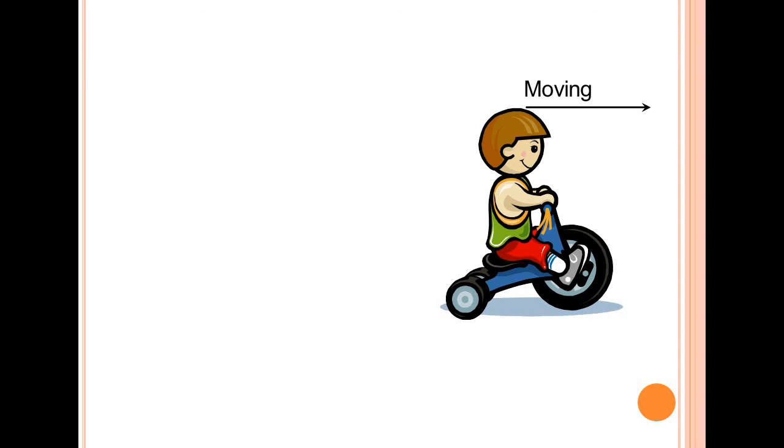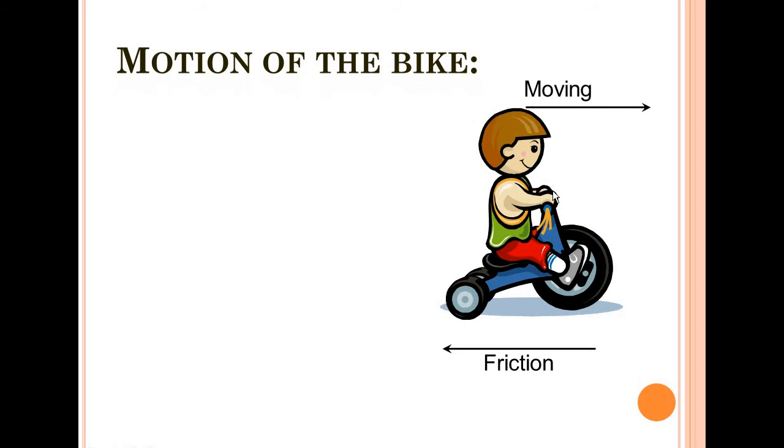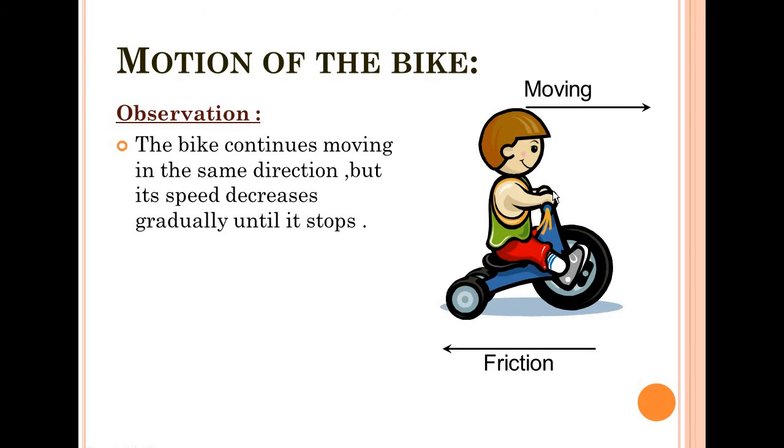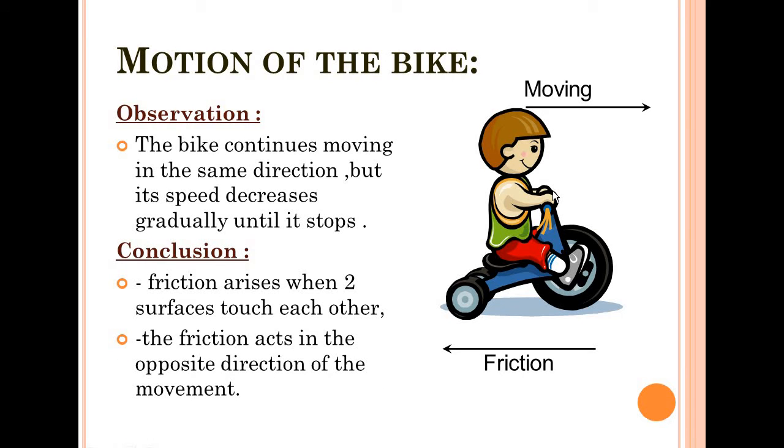We said if the movement is in this direction towards the right, that means the friction force is, yeah, exactly, to the left, in the opposite direction of the movement. So the motion of the bike is in one direction and the friction force in the opposite direction. A friction force is a force that arises between two surfaces when they touch each other, and it's also in the opposite direction of movement.